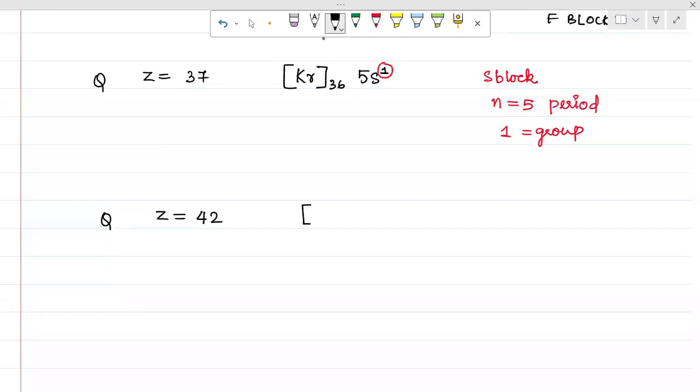Again, I know the noble gas before 42 is 36. I need 6 more. So after 5s, I have 4d. 2 electrons will enter 5s, making 38. Then the rest 4 will enter into 4d.